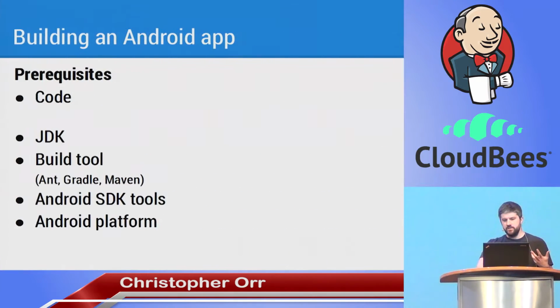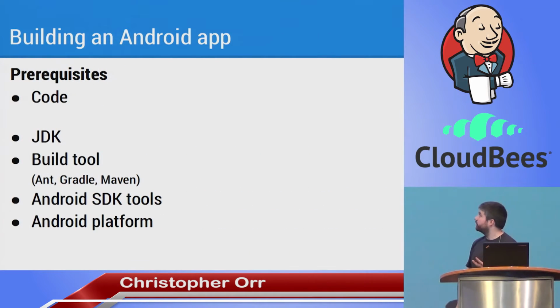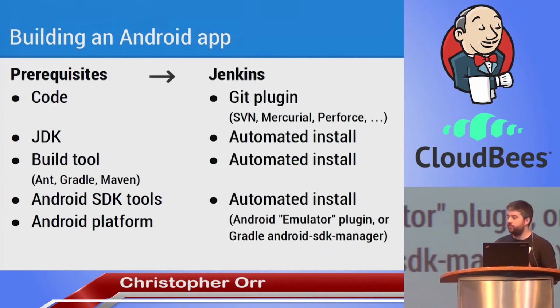So what do we actually need to build an Android app? Well, of course, the code helps. As it's all based on Java, we need the Java development kit. We need your build tool, whichever one you use. The Android SDK tools, and of course, the Android platform. So Jenkins helps us here by, for example, we have the SCM plugins, Git, Subversion, hopefully not. And that can be automatically set up for you, along with the JDK and your build tool, Ant and Maven are built in. There's also a Gradle plugin, which will automatically install that for you.